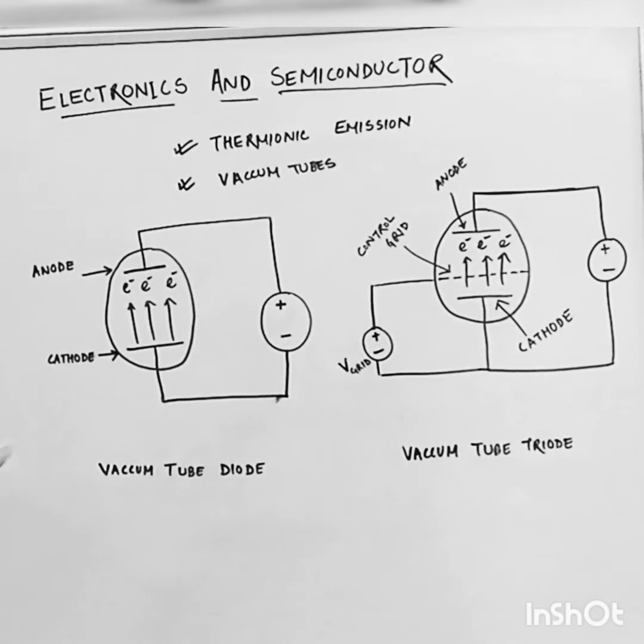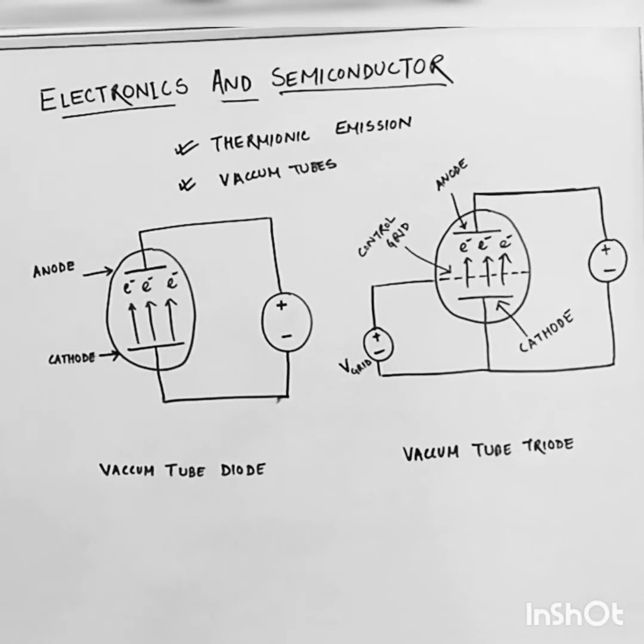But in a vacuum tube triode, because of the presence of the control grid, the third electrode, it is possible for the triode to be used as a rectifier but also as an amplifier. So rectification and amplification, both are done by the triode.